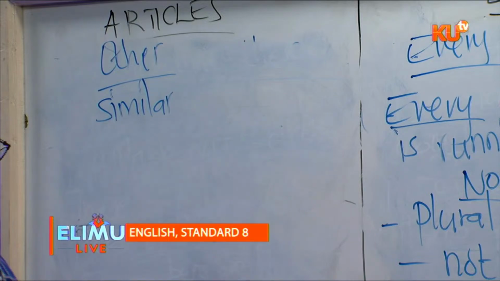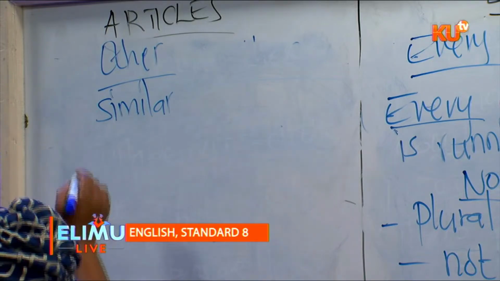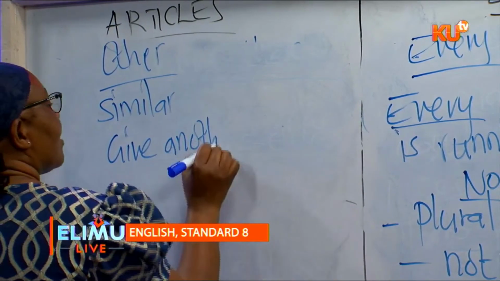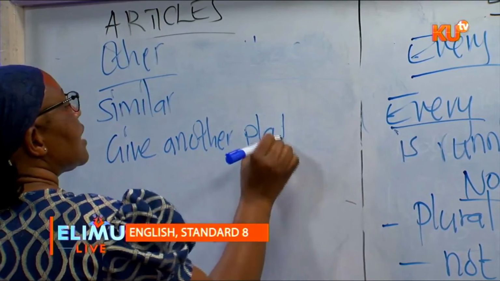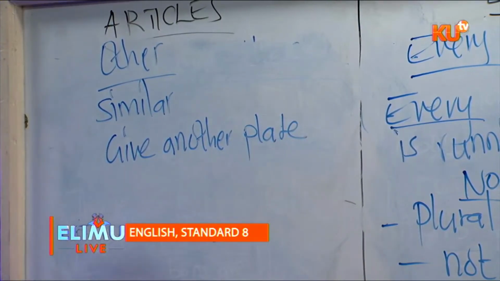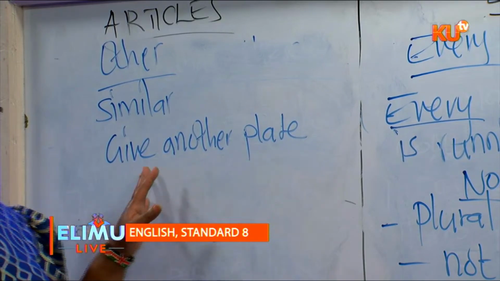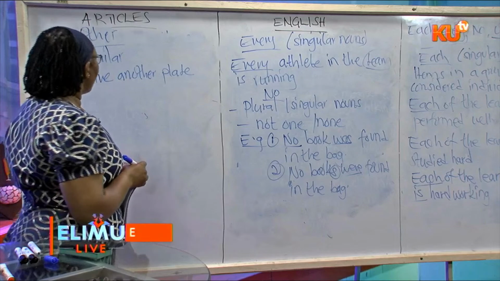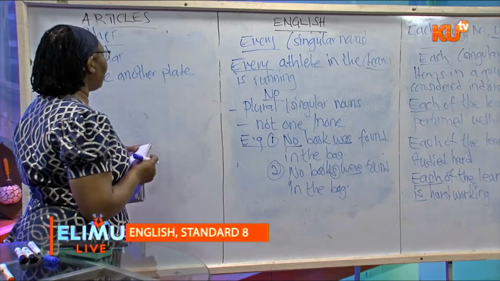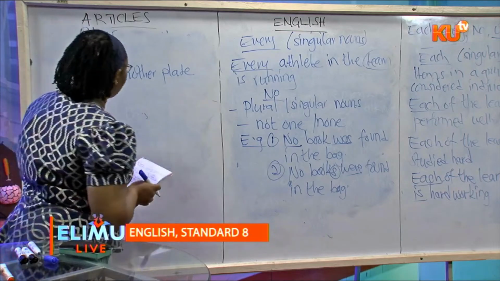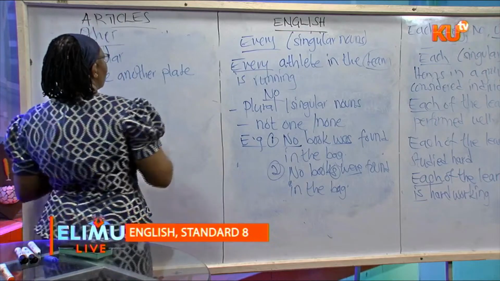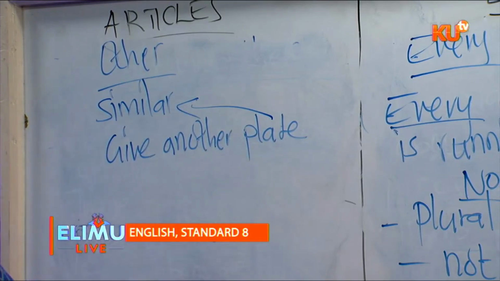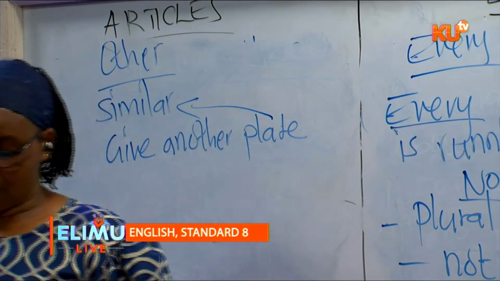So if we take an example of a sentence, give me another plate, it means that the speaker has been given a plate earlier, so he or she is asking for another plate. So maybe he will be given a similar plate, or if not similar in color, he'll be given a plate and not a cup.